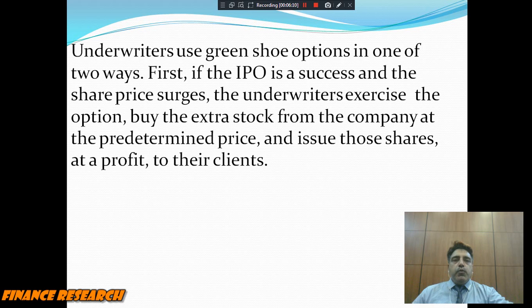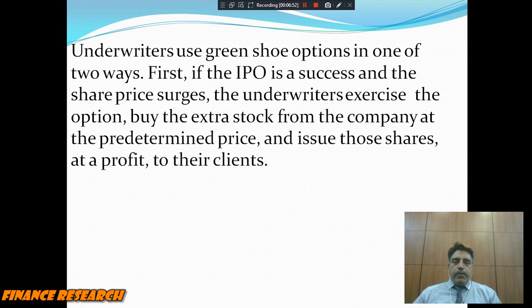Underwriters use greenshoe options in one of two ways. First, if the IPO is a success, as I discussed previously also, what will happen? The share prices of that company will start moving up. There will be an exceptional bullish trend in the share market. So the company doesn't want this, without any performance, without any fundamentals, without any balance sheet or profit and loss account, because soon after listing in the secondary market the prices are going to go up because of the undue demand from the retail investors who did not receive the shares on a pro rata basis.